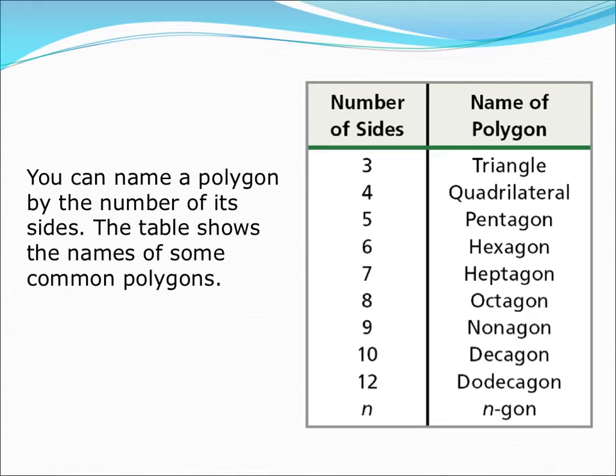All right, names of polygons. So these are special polygons. A polygon with 3 sides is a triangle. 4 sides is a quadrilateral. 5 sides is a pentagon. 6, hexagon. 7, heptagon. 8, octagon. 9, nonagon. 10, decagon. And 12, dodecagon.